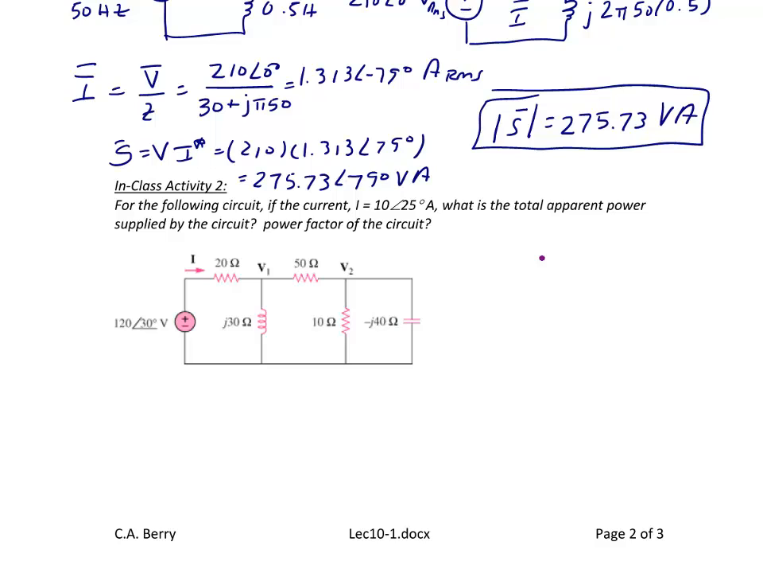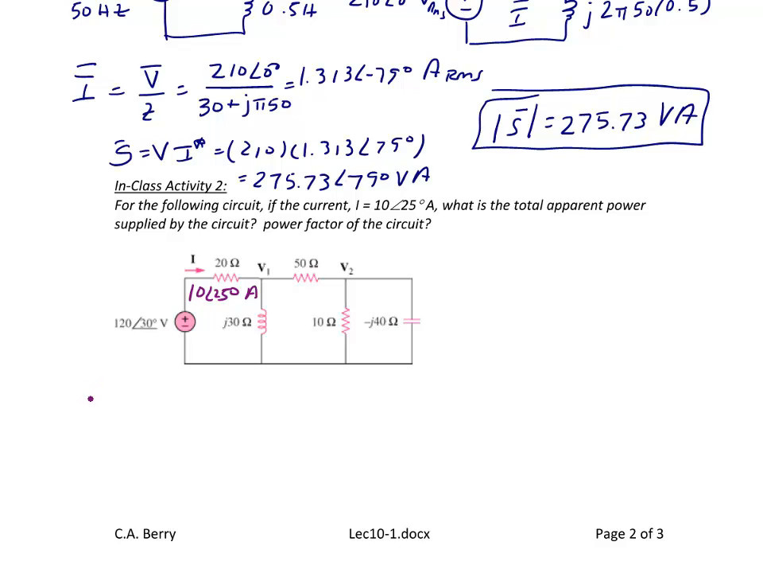Okay, let's try another example. For the following circuit, if the current is 10 with an angle of 25 degrees, and notice this is not an RMS value, what is the total apparent power supplied by the circuit? What is the power factor of the circuit?